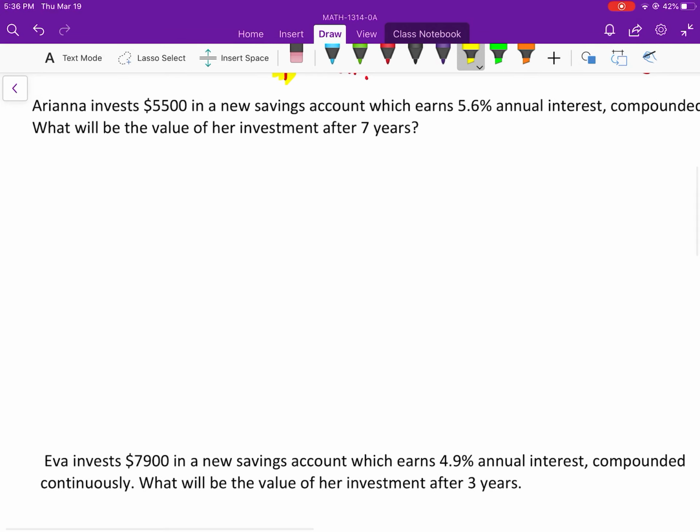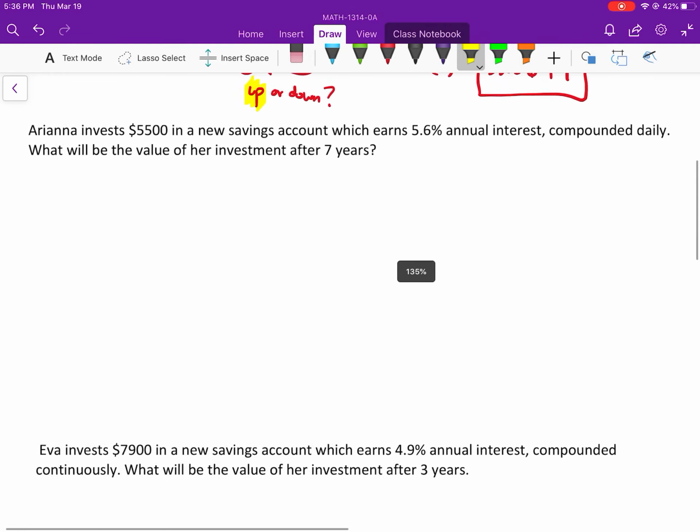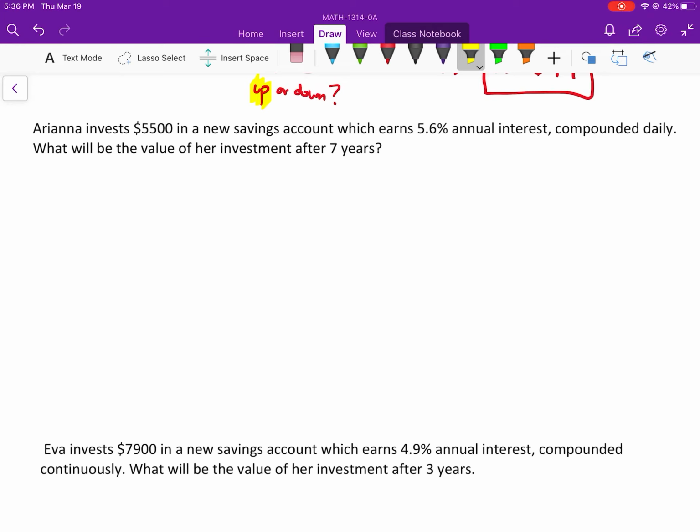Alright, example number 2. Ariana invests $5,500 in a new savings account, which earns 5.6% annual interest, compounded daily. What will be the value of her investment after 7 years?